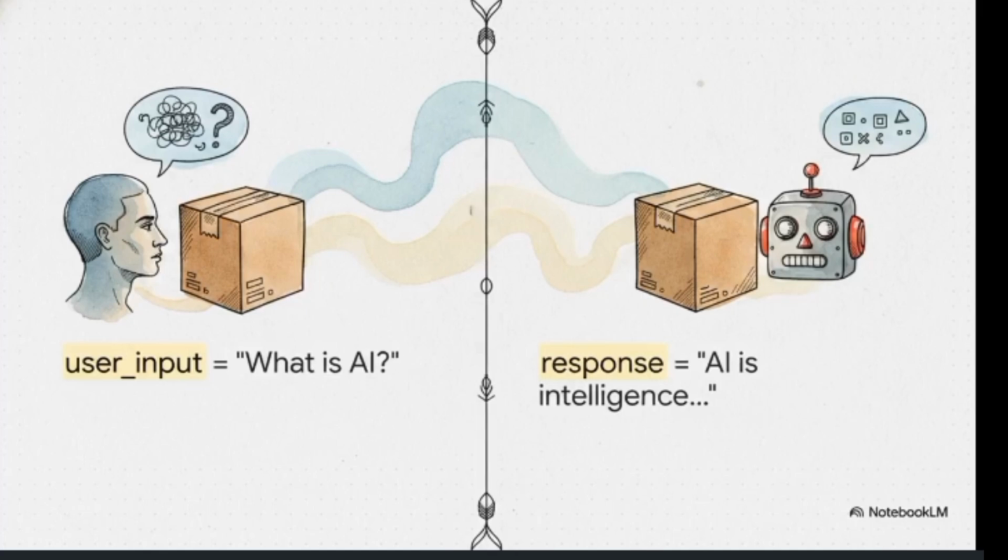Then we simulate the AI's brain. We create a brand new variable called response, and we fill it with the AI's generated answer. "AI is intelligence shown by machines." We now have 2 completely separate digital boxes. One holds your question, and one holds the machine's answer. This right here is exactly how chatbots manage data at their core.